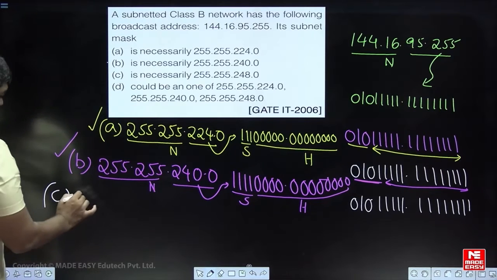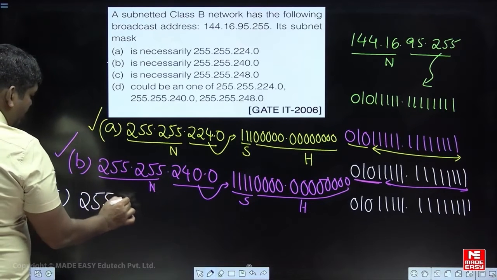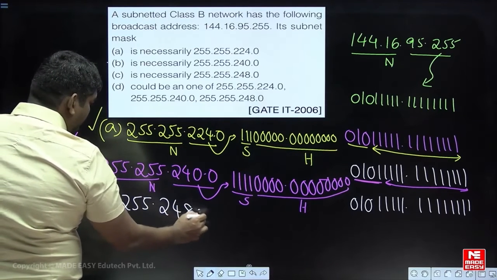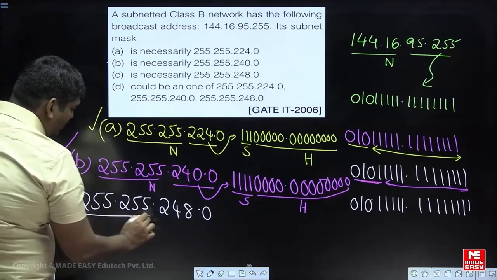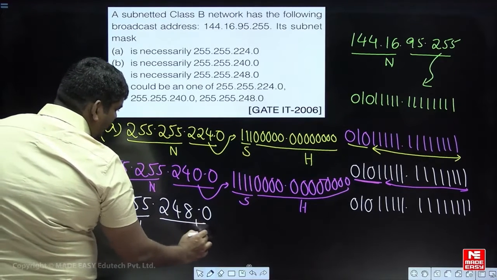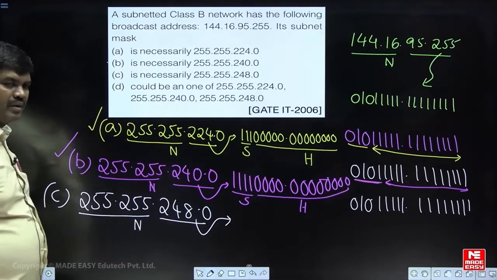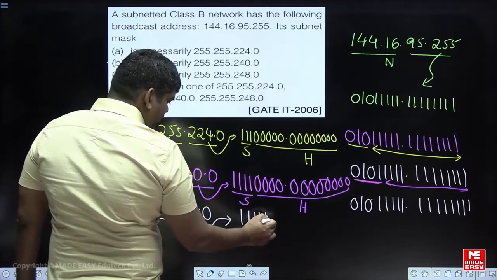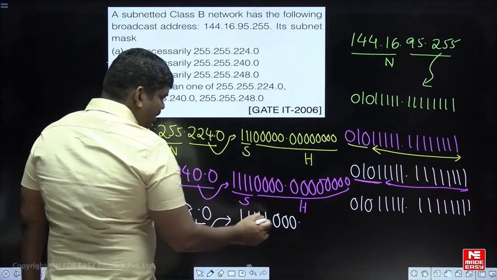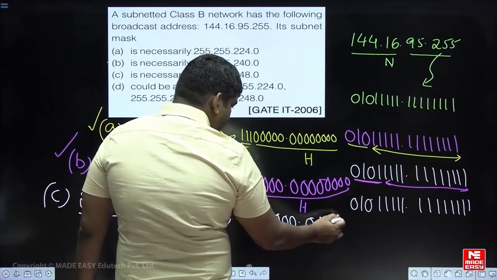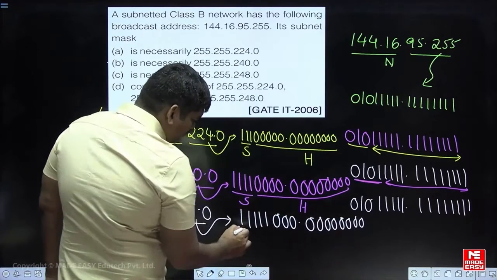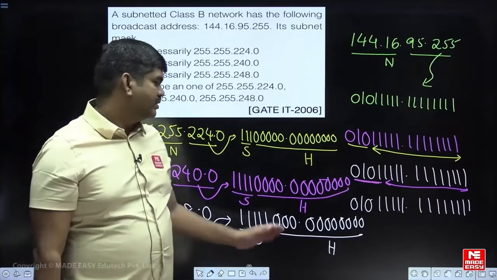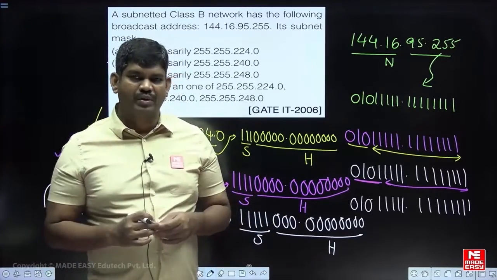They have given the mask 255.255.248.0. It is class B, so these are all network bits. This 248.0, if I convert into binary, this 248 I can write like this: 5 ones followed by 3 zeros, and this 0 I can write like this: 8 zeros. So these 5 ones are subnet, and the remaining are the host bits. So you can say 3 plus 8, how many? 11 continuous ones you expect.